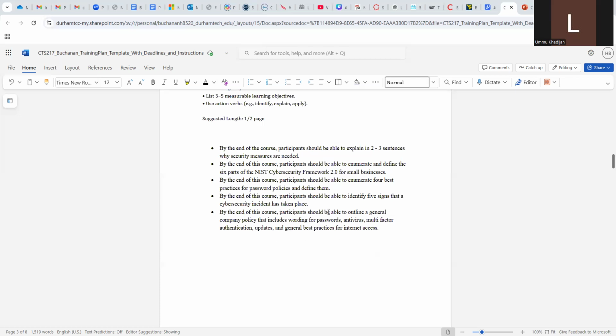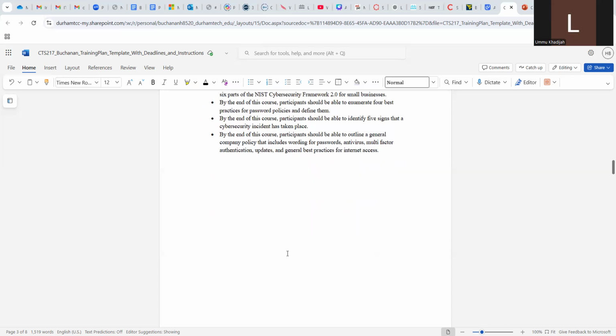By the end of the course, participants should be able to identify 5 signs that a cybersecurity incident has taken place. And by the end of the course, participants should be able to outline a general company policy that includes wording for passwords, antivirus, what kind of antivirus they should use, multi-factor authentication, which should be enabled for every app that has multi-factor authentication, updates, meaning keeping all of the apps and all of the software up to date, and any other general best practices for internet access, like not connecting to networks in public places like libraries and airports and coffee shops.